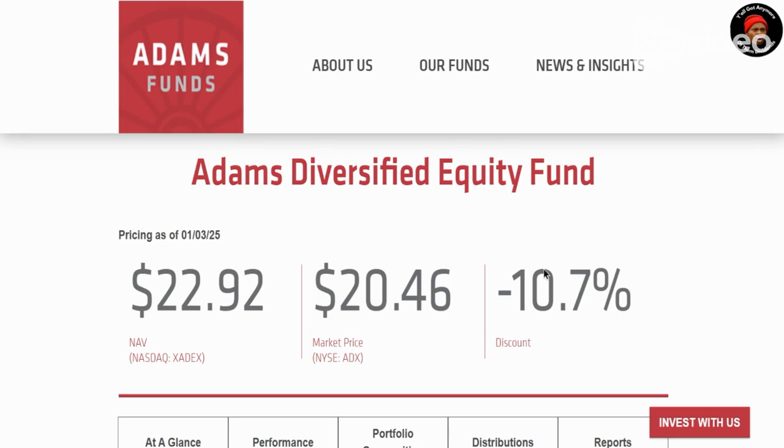Now it's good to get funds at a discount because you don't want to overpay, but keep in mind that a fund could forever stay at a discount. So you could potentially never be able to capitalize on that 10% discount that you're buying it at. Just keep that in mind.